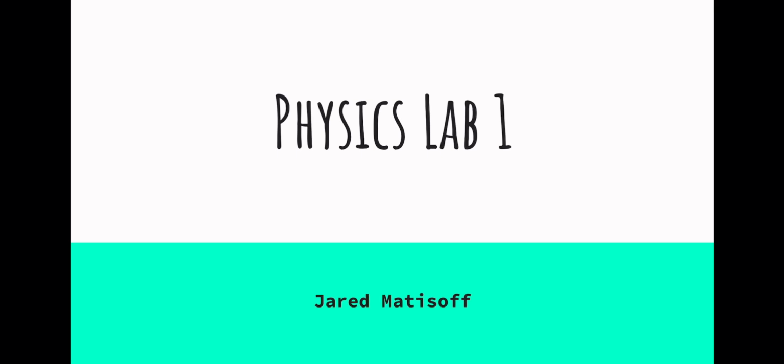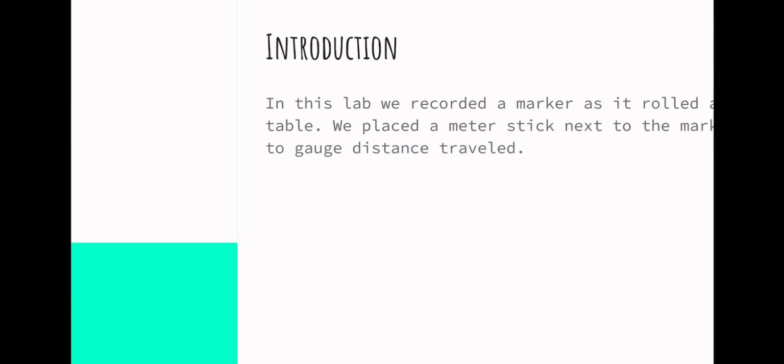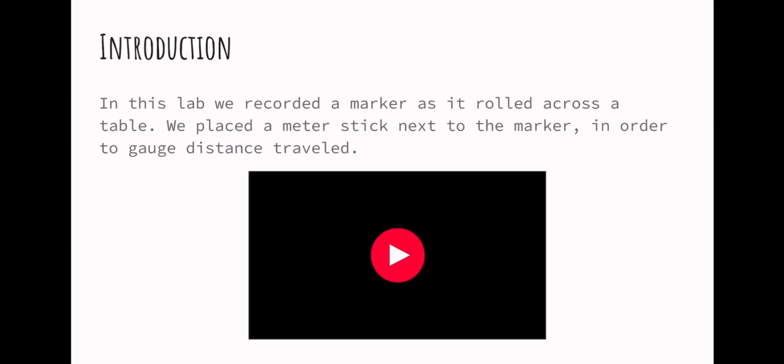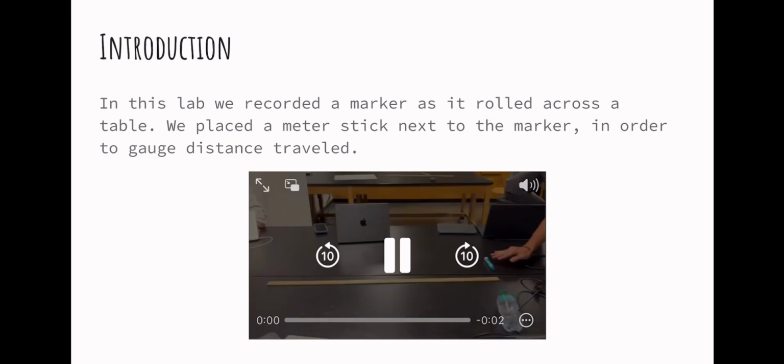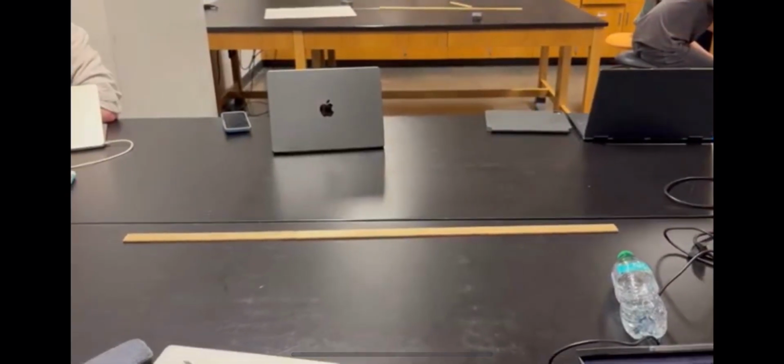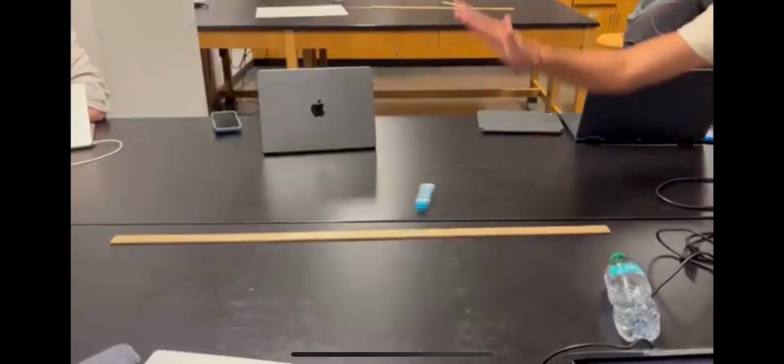In this lab, we studied constant velocity motion. I recorded the motion of a rolling marker as it moved across the table. We placed a meter stick next to the marker in order to gauge distance traveled. So here you can see it. I'll play it one more time for you just to get a better understanding.